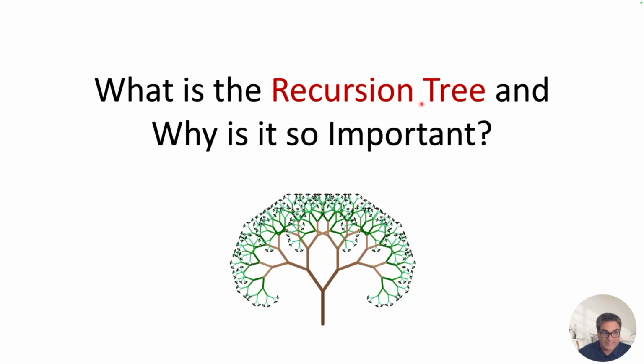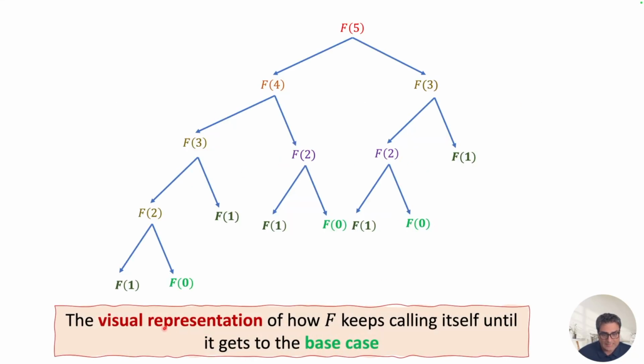Moving on, what is the recursion tree and why is it so important? The recursion tree is the visual representation of how f, or your recursive function, keeps calling itself until it gets to the base case. For example, for Fibonacci, if you're calculating f of 5, you have to calculate f of 4 and 3. In order to calculate f of 4, you have to calculate 3 and 2. From 3, you go to 2 and 1, and from 2, you go to 1 and 0. 1 and 0 are your base cases. So all of the leaves are your base cases.